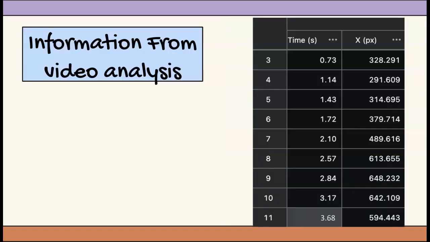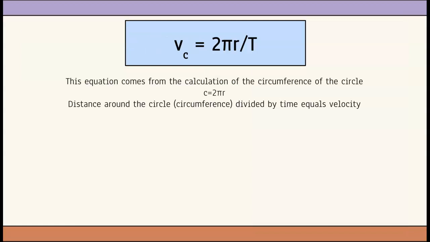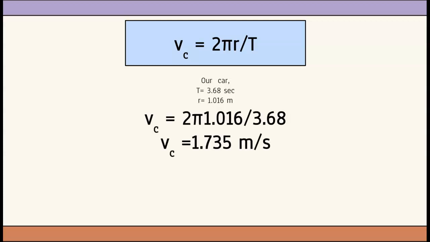This is the information that we gathered from our video analysis. So it shows time as well as the x position. So this is the equation for velocity again, so 2 pi r over time. This equation comes from the calculation of the circumference of the circle, so 2 pi r, or 2 pi times the radius, and the distance around the circle, the circumference, is divided by time, which equals the velocity.